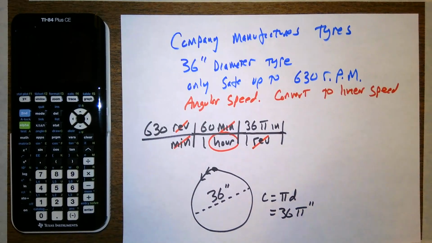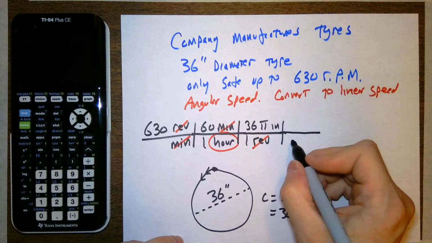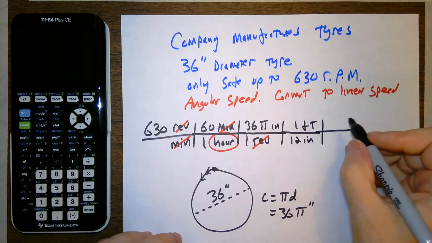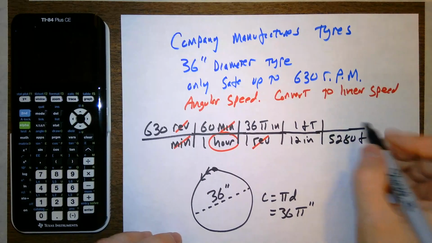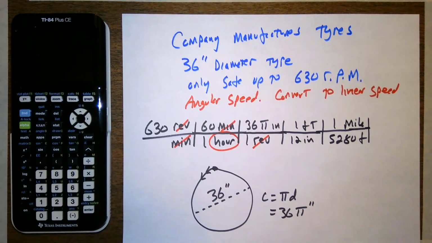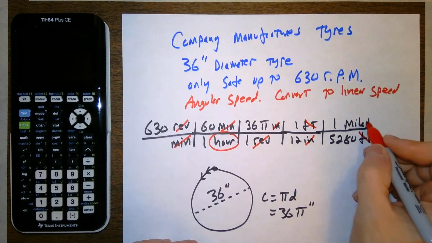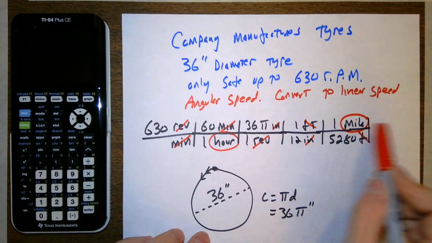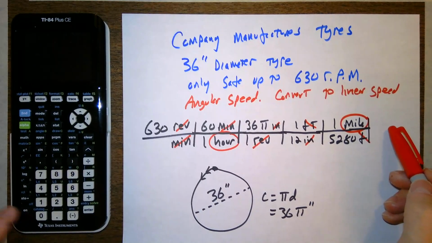I still need to convert that. So for inches, I need to change to feet and then to miles. I know that 12 inches is 1 foot. And I also know that 5,280 feet is 1 mile. And the inches are going to cancel, and the feet are going to cancel, and I'm going to have miles per hour. So I need to multiply all these numbers in the top and all of these in the bottom, and my final answer will be in miles per hour.